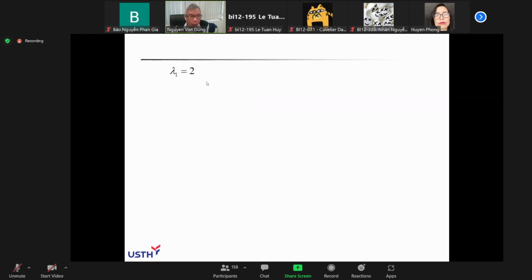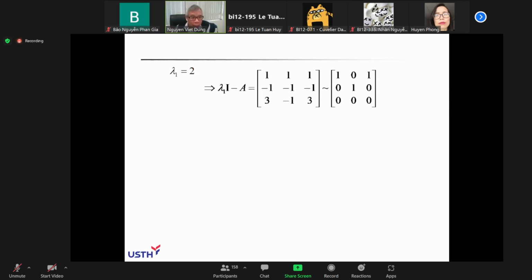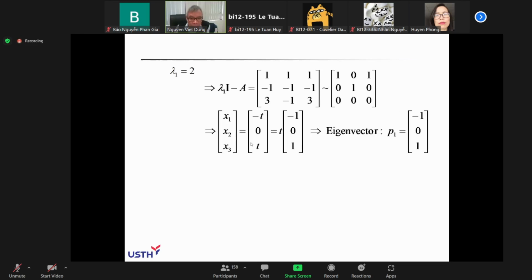Then for lambda equal 2, you get that system. To find the eigenvector, you need to consider the homogeneous system of linear equations. I will not repeat the way you solve a system of linear equations. You get that one. The solution will be that. And in order to get the eigenvector, you need t to be non-zero. Here I choose t to be 1. So I get the vector P1 to be that.